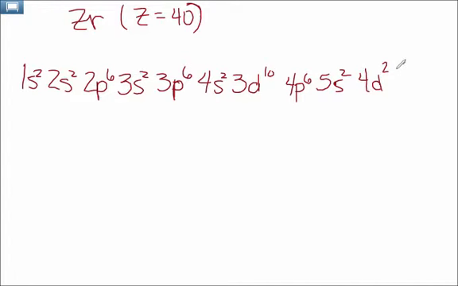Okay, that's what the full should look like, and your noble gas should look like that. And then it says, how many electron-containing orbitals are there? So now let's go through.